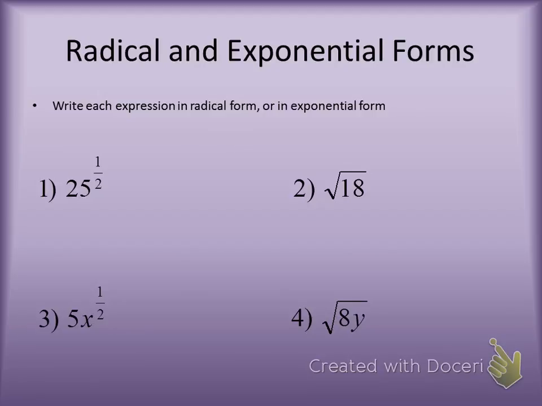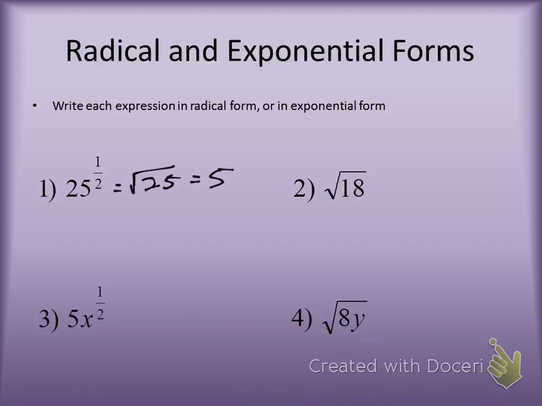So, write each expression in radical form or in exponential form. Whatever form it's in, go to the other one. So 25 to the 1/2 power, that one's easy. All you have to do is rewrite it as the square root of 25, and it equals 5. If it is a perfect square, take the square root of it. No big deal when you rewrite.